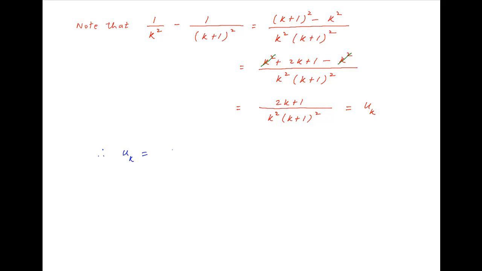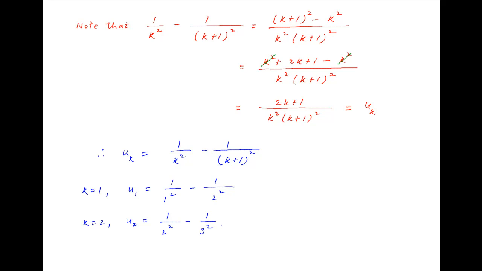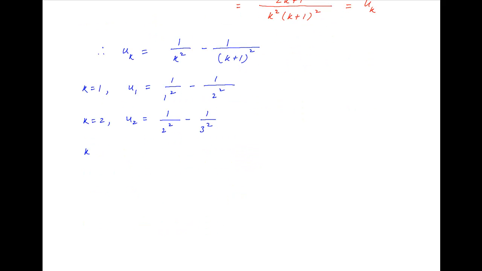Therefore, the general term u_k can be written as 1/k² minus 1/(k+1)². Now put k equal to 1, we get the value of the first term u_1 equal to 1/1² minus 1/2². Put k equal to 2, the second term u_2 is equal to 1/2² minus 1/3². Put k equal to 3, u_3 is equal to 1/3² minus 1/4², and so on and so forth.